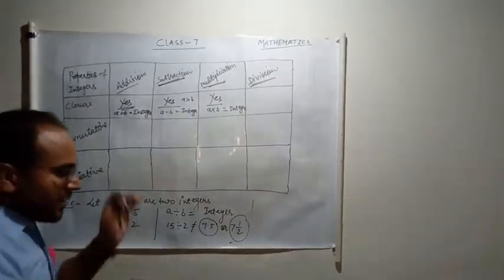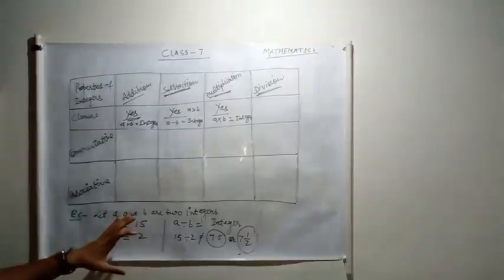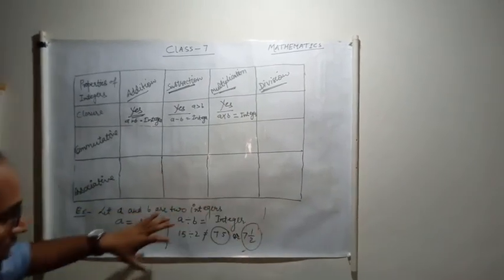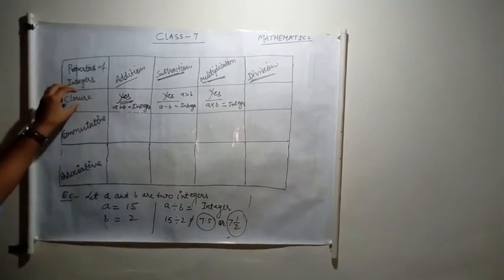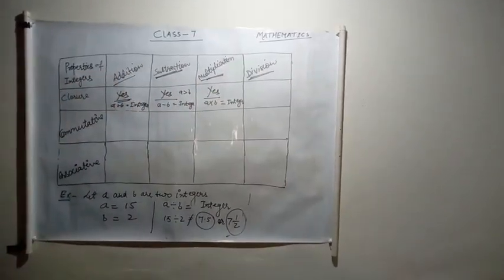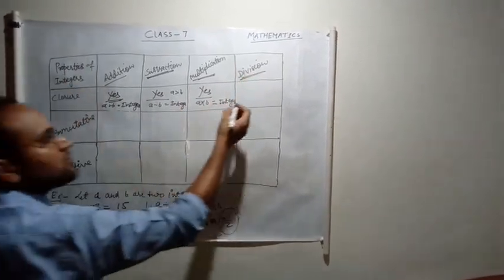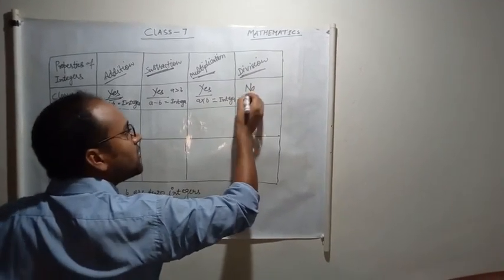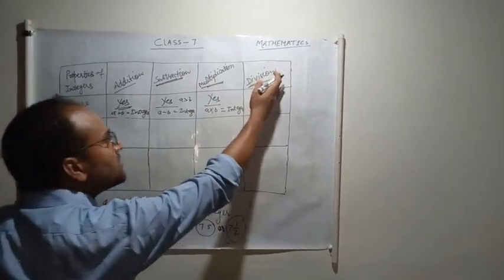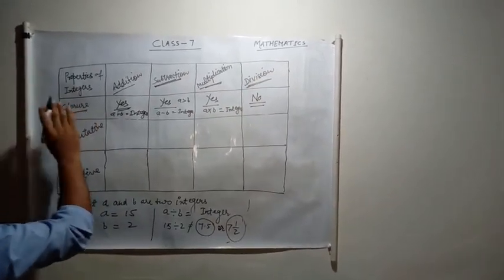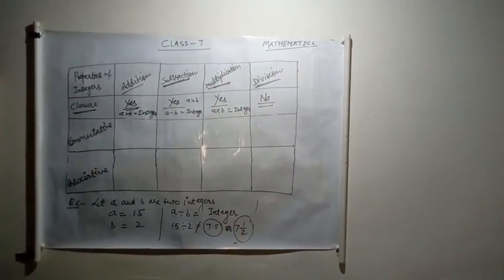So we can say that if a and b are two integers and a divided by b does not give an integer for all the cases, then we can simply say that division does not necessarily follow the closure property. So no, closure is not following the division operation, and the division operation is not following the closure property.